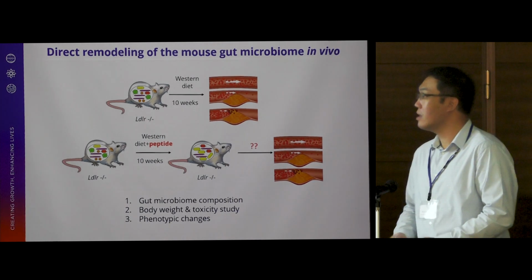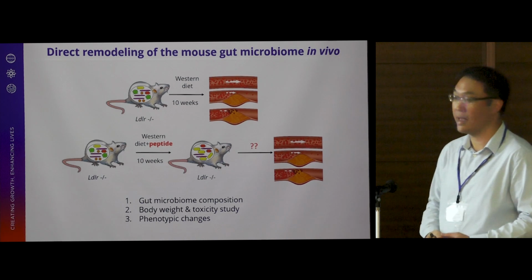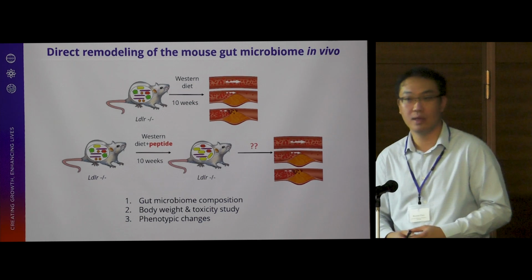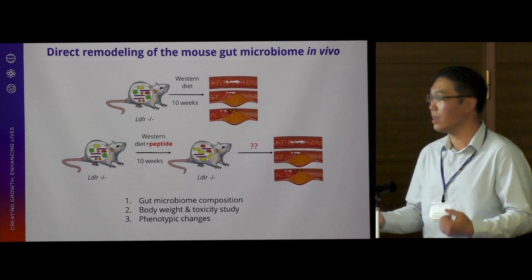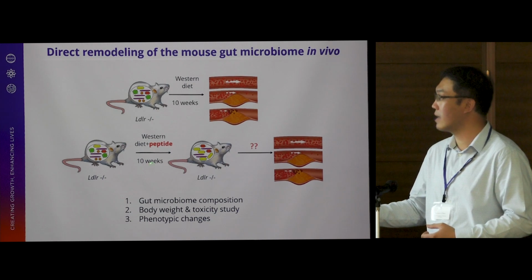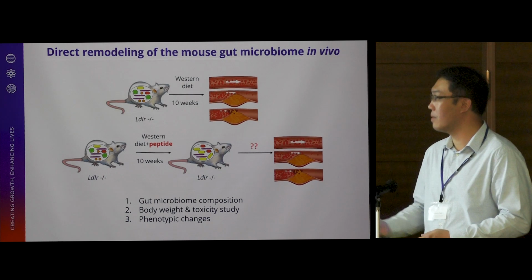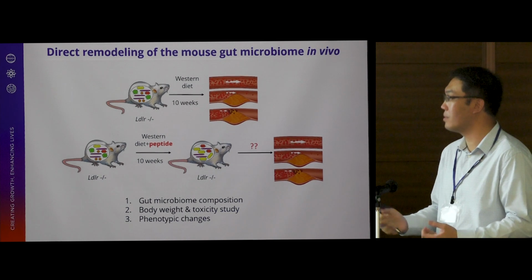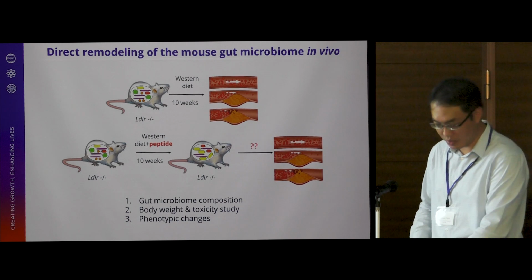In the animal study, as I told you, the animal is still on the Western diet, but at the same time, we provide the cyclic peptide in the drinking water for 10 weeks. Every day, the mouse continues eating, and when they drink water, they also take up the cyclic peptide. Here, we want to know the phenotype of the animal. So we are checking gut microbiome composition, body weight, toxicity, or other phenotype changes.